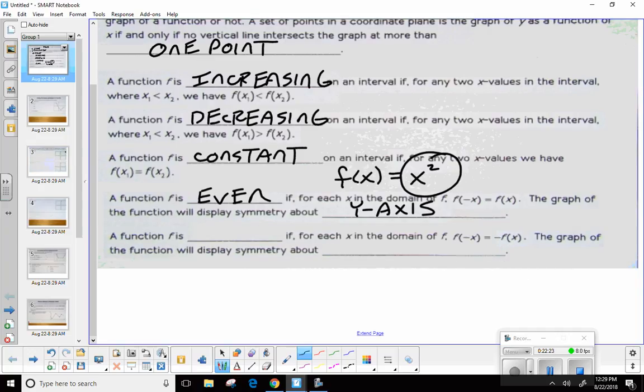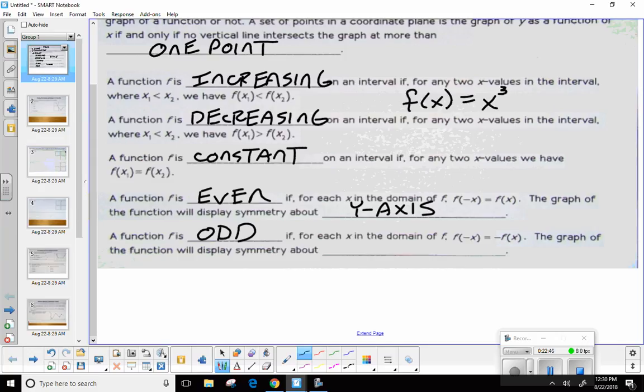Okay. So what do you think about this other one here? A function f is blank if f of negative x equals negative f of x. Odd. Very good. So we also have what we call odd functions. Okay, well, let me go ahead and give you an example. Perfect one, f of x equals the cubic parent, x cubed.